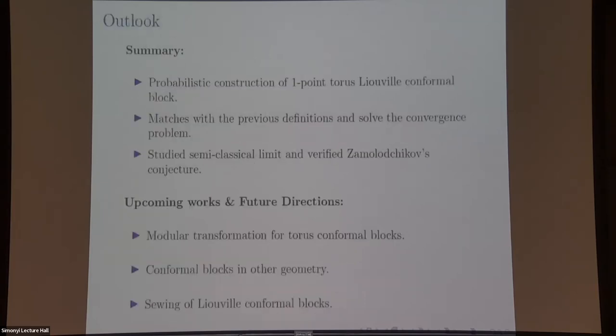If not, I will probably stop before the time, but let me stop by giving a summary of the talk and some upcoming works and future directions which would come out of it. We studied this probabilistic conformal block, matched it with the previous definition and solved this convergence problem. We also verified this geometric conjecture, at least for this torus one-point conformal block. But the procedure that we did for the one-point conformal block can possibly be carried out in other contexts as well, in a similar way.